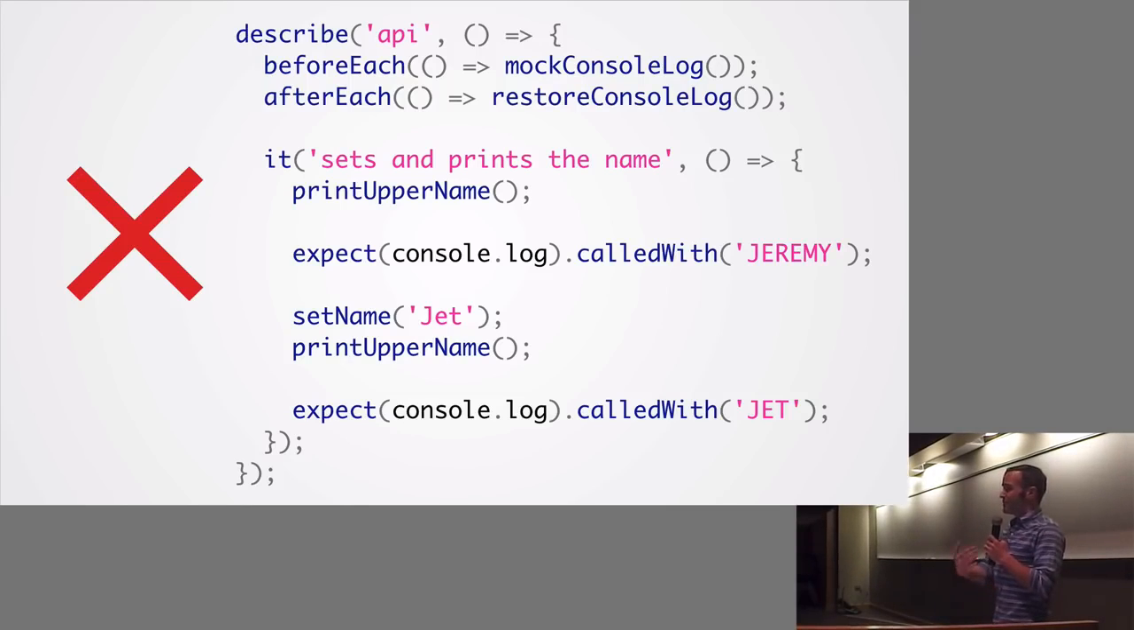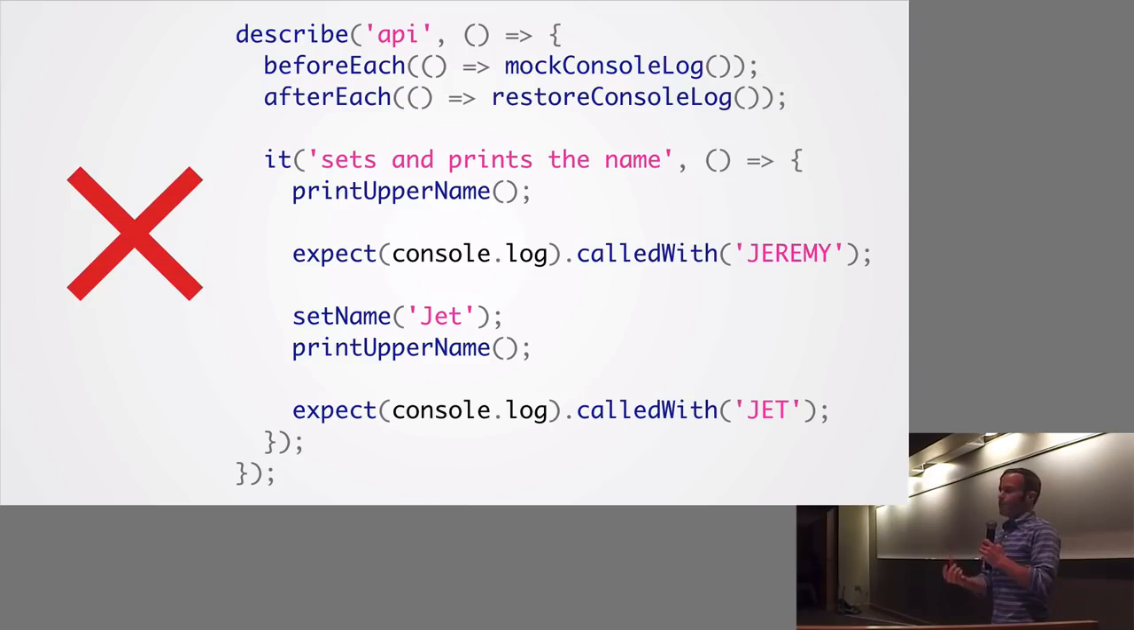So if I wanted to test this particular API and test the print_name function, well, first I need to make sure that I mock console log so I can track calls to it. And then I gotta make sure I restore it after every test. So then I can call print_name, and I can check that console log was called with uppercase Jeremy.